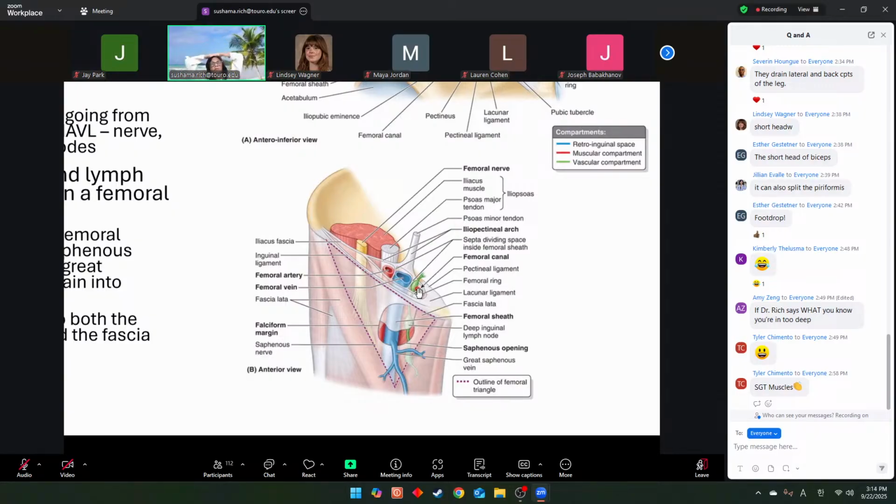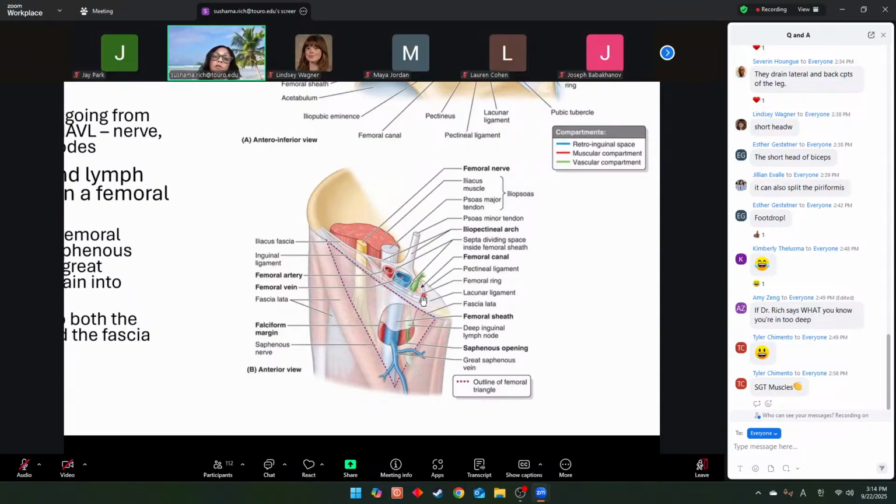Often questions will ask you, here's a surgeon that's repairing a femoral hernia. He puts his finger into the femoral ring and he feels the medial margin of it to be really sharp. What forms that medial margin? It's the lacunar ligament, okay?